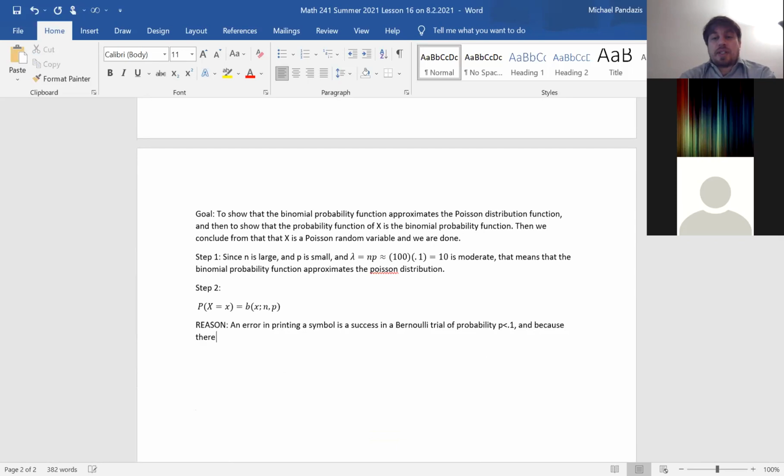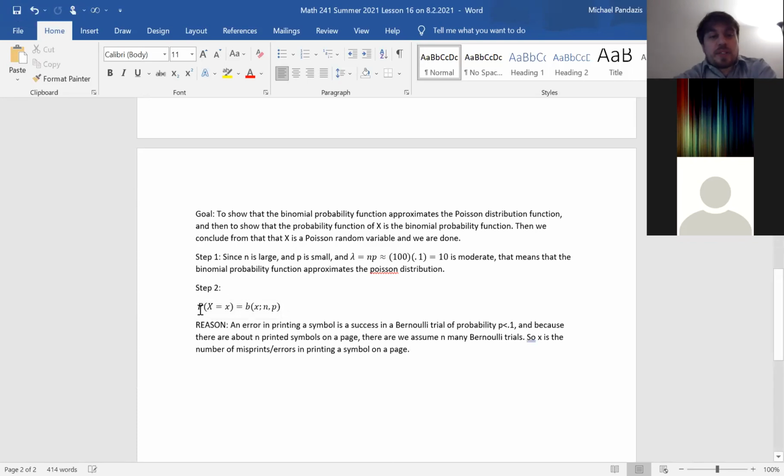And because there are about n printed symbols on a page, we assume there are little n many Bernoulli trials. We have the probability of success of an error in printing a printed symbol on that page as p, which is less than 0.1. And x, which is the value of our random variable capital X, is the number of successes. And the number of successes is the number of misprints or errors, right? So little x is the number of misprints or errors in printing a symbol on a page, okay? And so that's why the probability function is the value of a binomial probability function.